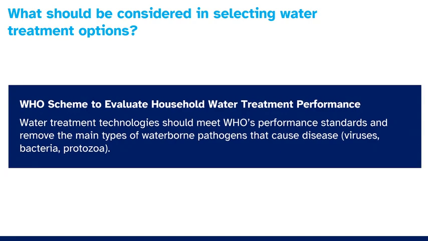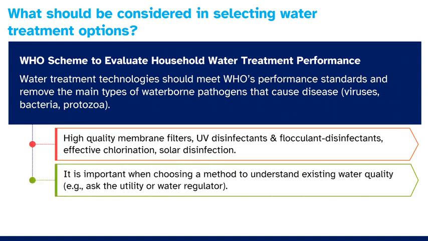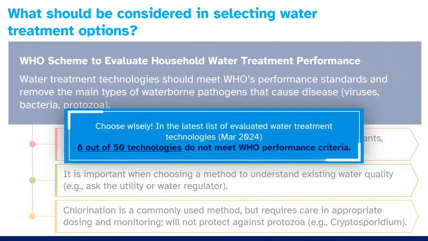Based on WHO testing, higher performing technologies include high-quality membrane filters, UV disinfectants and flocculant disinfectants, effective chlorination, and solar disinfection. You will need to understand existing water quality and review manufacturer test data to make an informed decision about which technology to use. Where a technology provides limited protection, you will need to adjust chlorine dosing or employ additional technologies for multi-barrier protection. Most importantly, choose wisely.